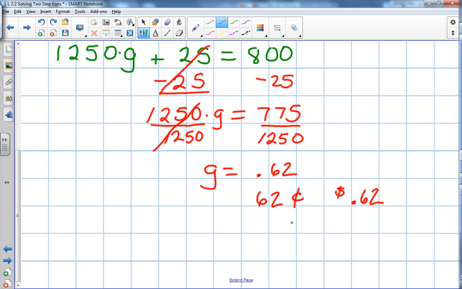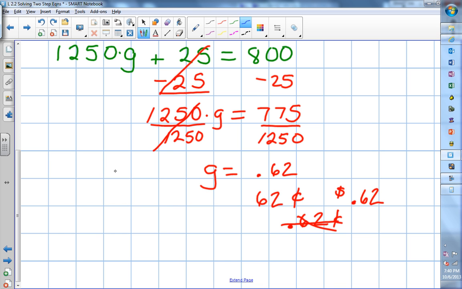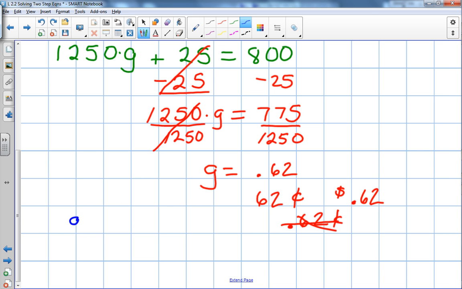What some people will do, though, is write 0.62 cents. And that's not okay because 0.62 cents is about half of a penny, a little more than half of a penny. So don't write that. So your final answer is granola bars cost 62 cents.